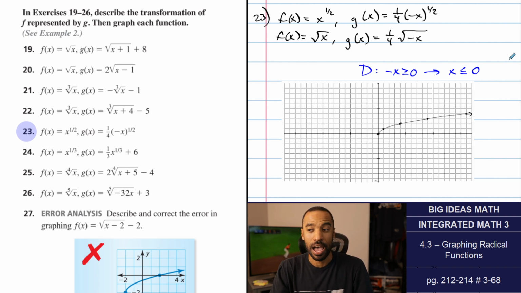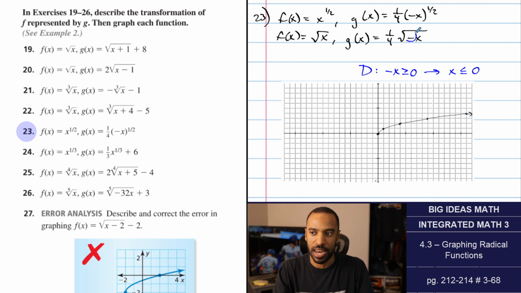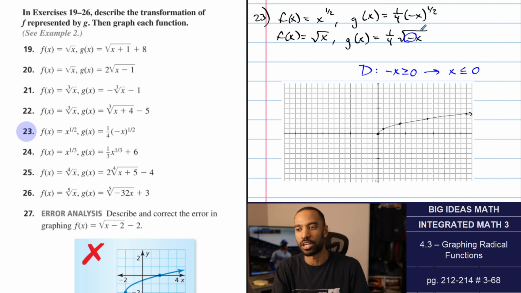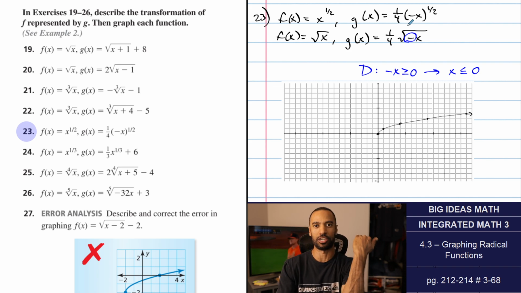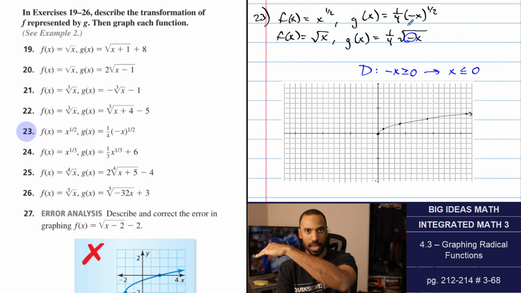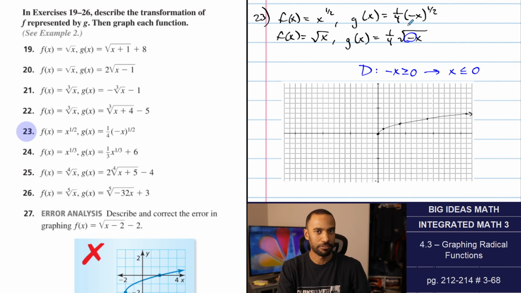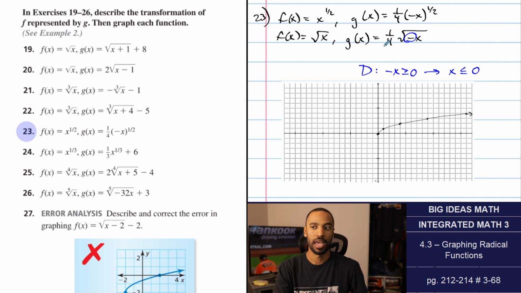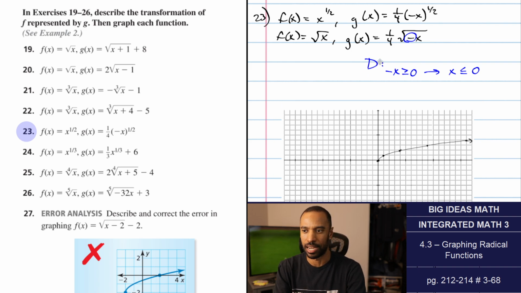What does that mean for your graph? Same thing as it always means for these negatives inside the function. It's a reflection in the y-axis. It's a horizontal reflection. It flips it over this way, from this kind of graph to this kind of graph. It's now going to go left and up instead of right and up. And by the way, there's a vertical compression. So those are the two things we have to describe. That's why it is the way that it is.